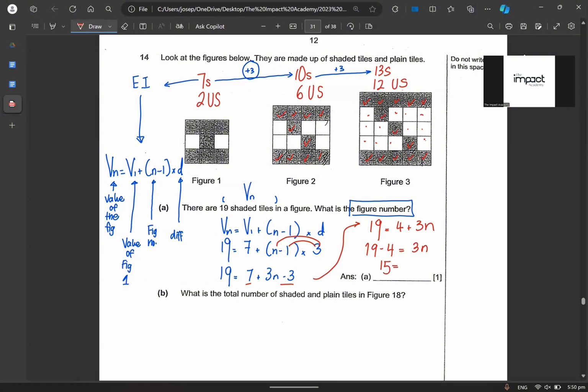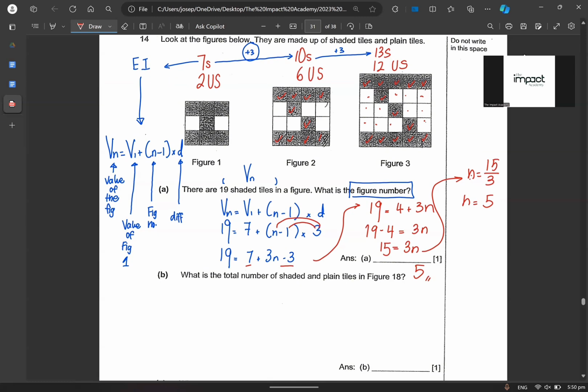15 is equals to 3n. Can I continue from here? N is actually equals to 15 divided by 3, n is actually equals to 5. Okay, so this method will work super well when they ask for figure n. Or sometimes they ask for 100 figure, then you're like, what? Yeah, so this is the figure number 5. Am I making sense?